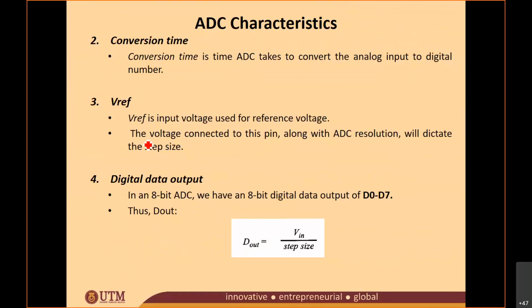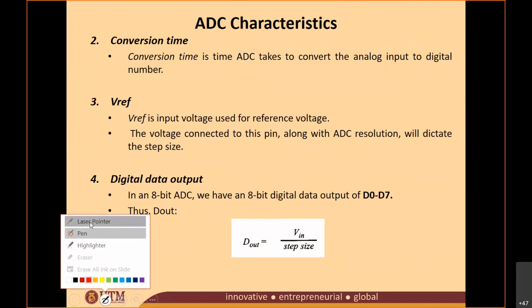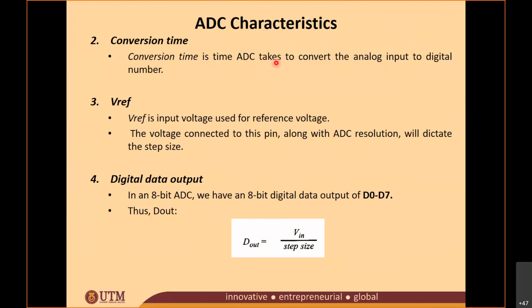And then the second one, we call it the conversion time. Okay, so this conversion time is the time the ADC takes to convert from analog input to digital number. So this is the time to convert from analog to digital. So what is the time to do the conversion? That one we call the conversion time.